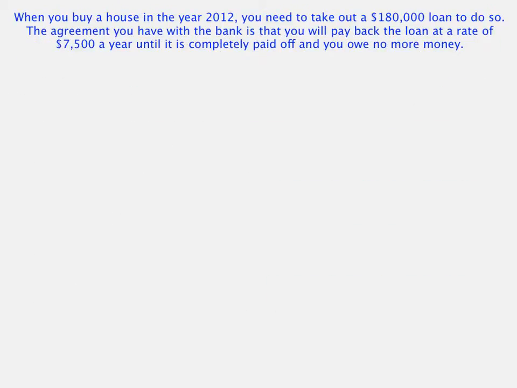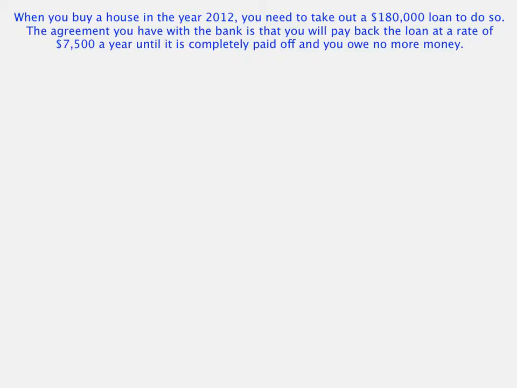Alright, let's try another. When you buy a house in the year 2012, you need to take out a $180,000 loan to do so. The agreement you have with the bank is that you will pay back the loan at a rate of $7,500 a year until it is completely paid off and you owe no more money.